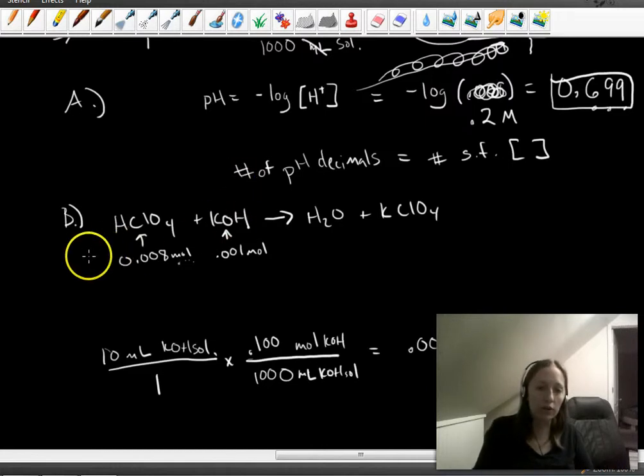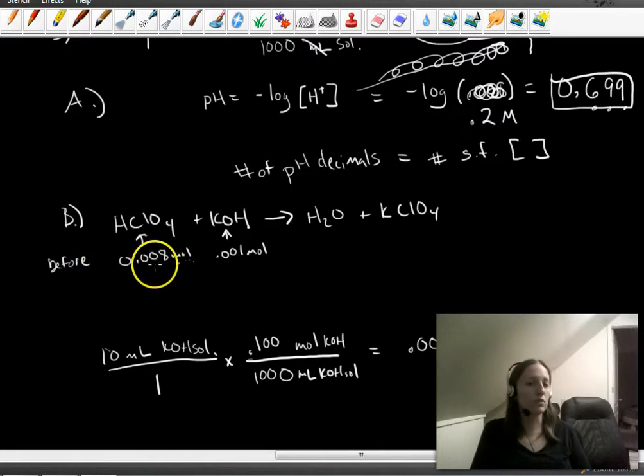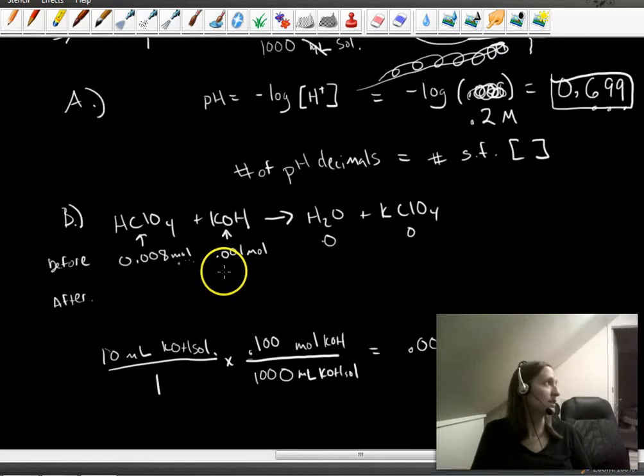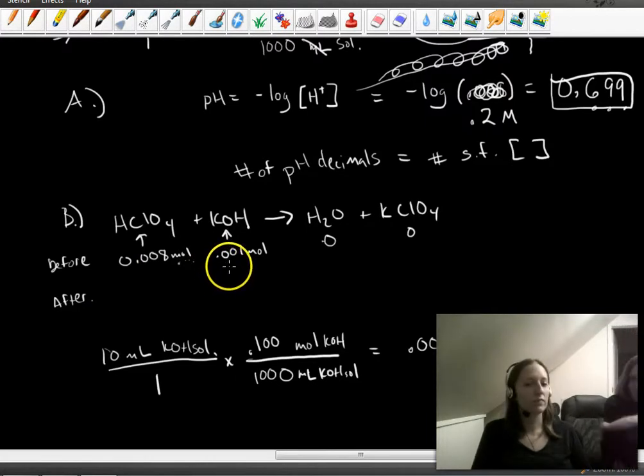So before this reaction, you had 0.008 moles of perchloric acid and 0.001 moles of potassium hydroxide. You did not have any water yet, and you did not have any potassium chlorate yet. After this reaction happened, which one are you going to run out of first? This is actually a limiting reactant problem. The KOH. You're going to run out of the KOH. All of this will be used up, so there will not be any at the end.